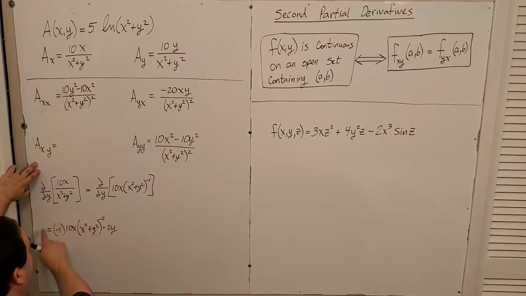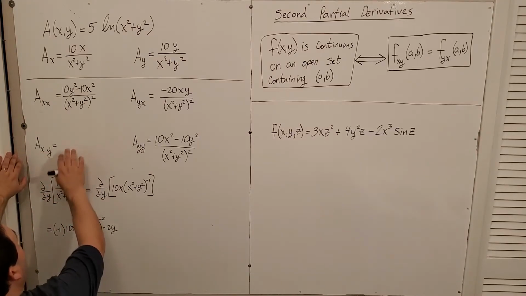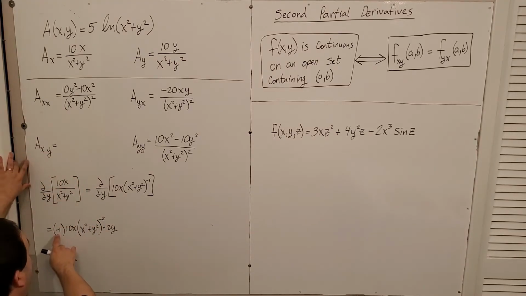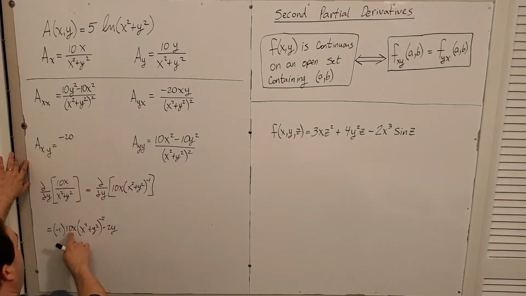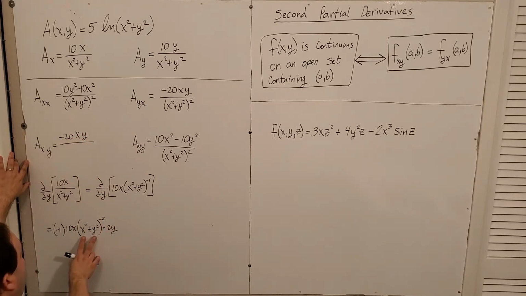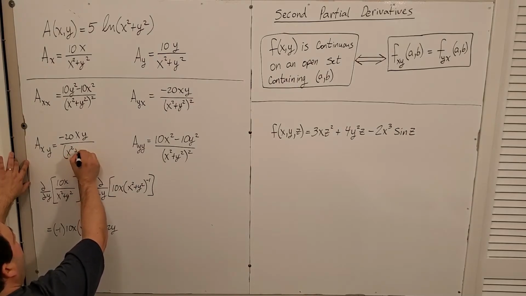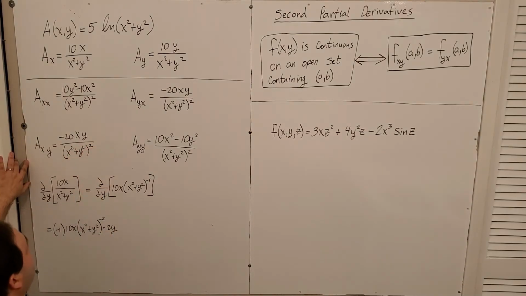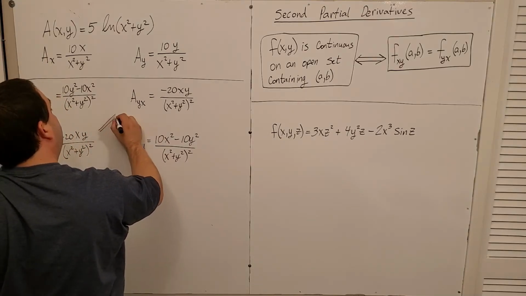Okay, so then I rearrange this again, and I'm going to put it up here for us. I'll have negative 10 times 2, which is negative 20xy, over the x squared plus y squared in the denominator here because of the negative power to the second. So you'll notice that these two are equal.